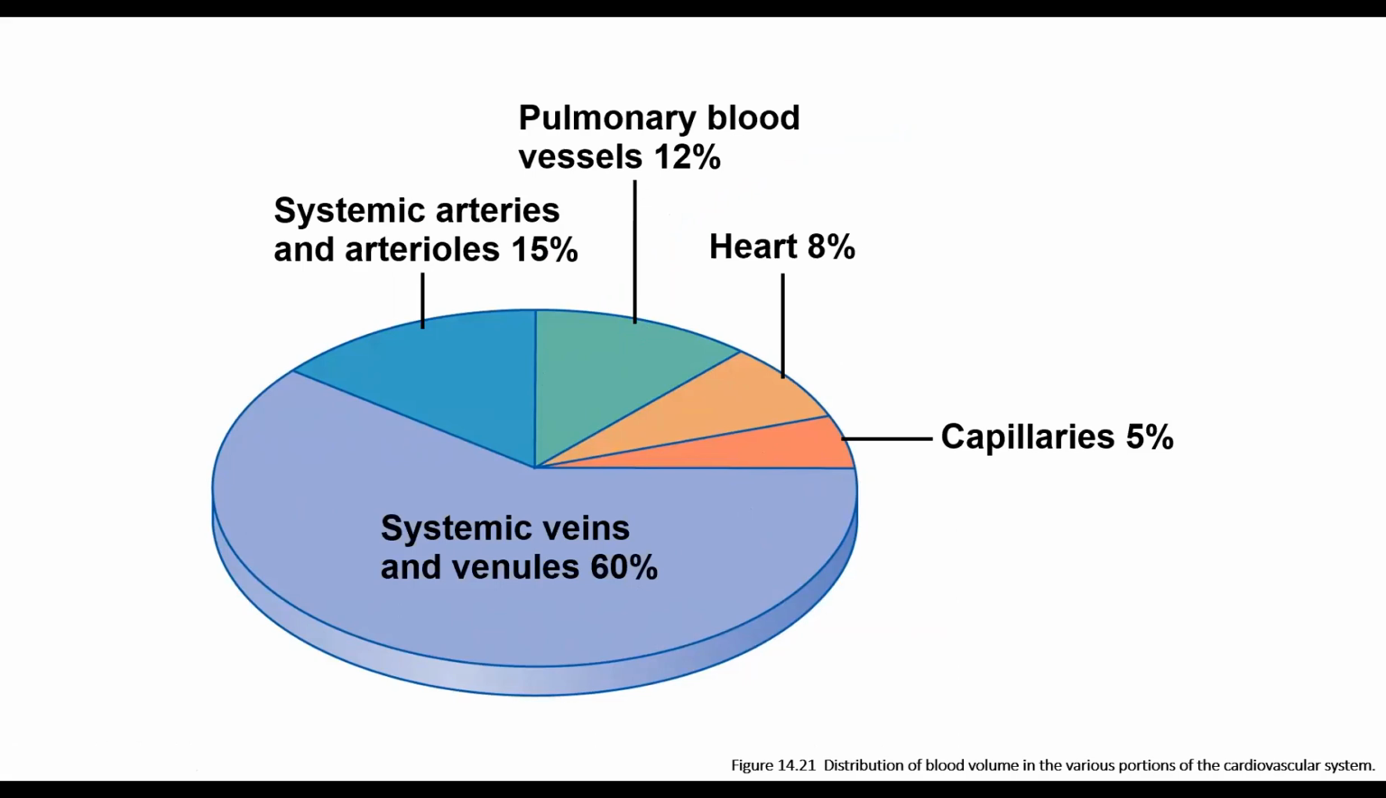And so this is really the reason that veins are able to accommodate volume changes, because they are able to hold our blood volume. Arteries cannot hold our blood volume because they're going to exert more pressure if they accommodate larger volumes.